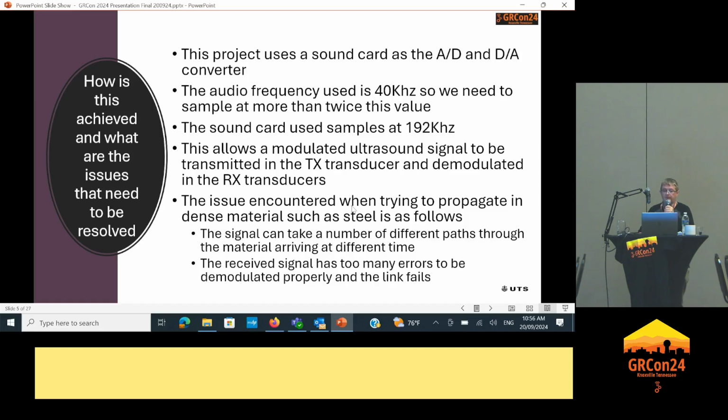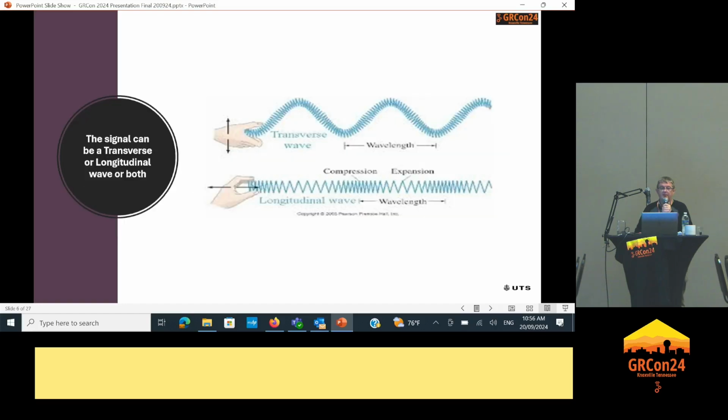So the issues encountered when trying to propagate in a dense material, such as steel, are as follows. The signal can take a number of different paths through the material, arriving at different times, and the received signal has too many errors to be demodulated properly and the link fails. So in a normal radio, you only have a transverse wave, but in sound and in solids, you can have both a transverse and a longitudinal wave, or both. So you're having these issues not just with multiple transverse waves, but also multiple longitudinal waves. So it just complicates things a little bit.